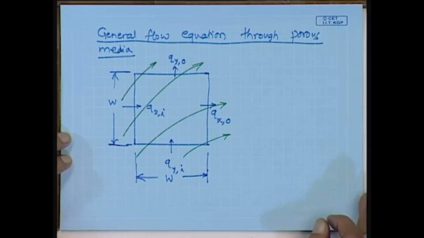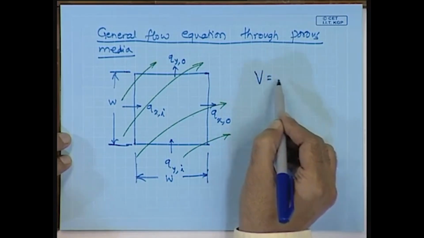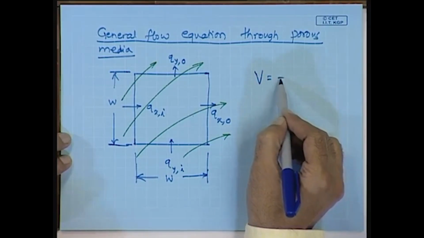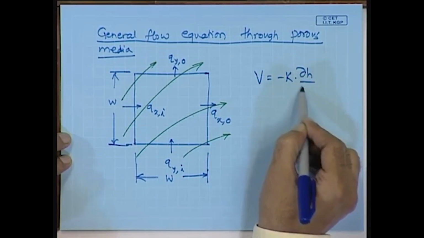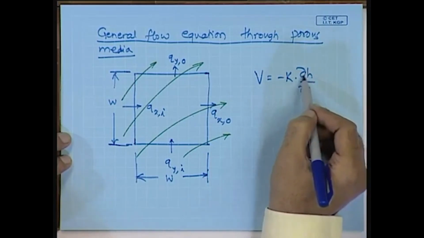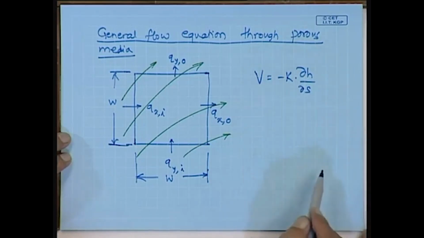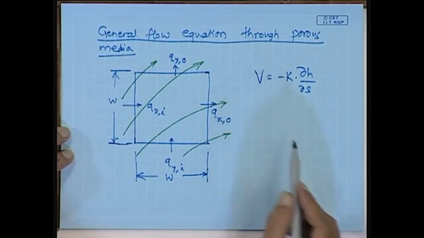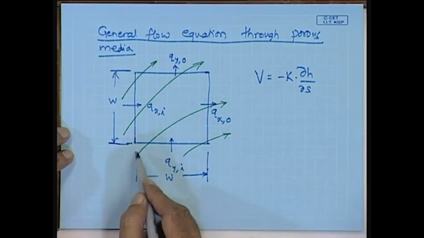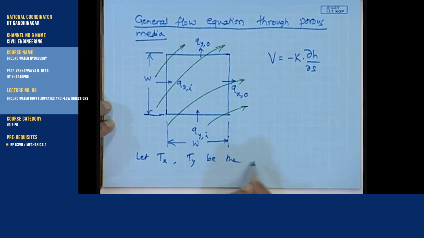And in this case, we know that Darcy's expression holds good, that is the groundwater flow velocity is given by minus k into the partial derivative of h with respect to s. This h is the head and s represents the displacement along the flow line or streamline. Now, let us consider, for this flow domain, let Tx, Ty be the transmissivities.